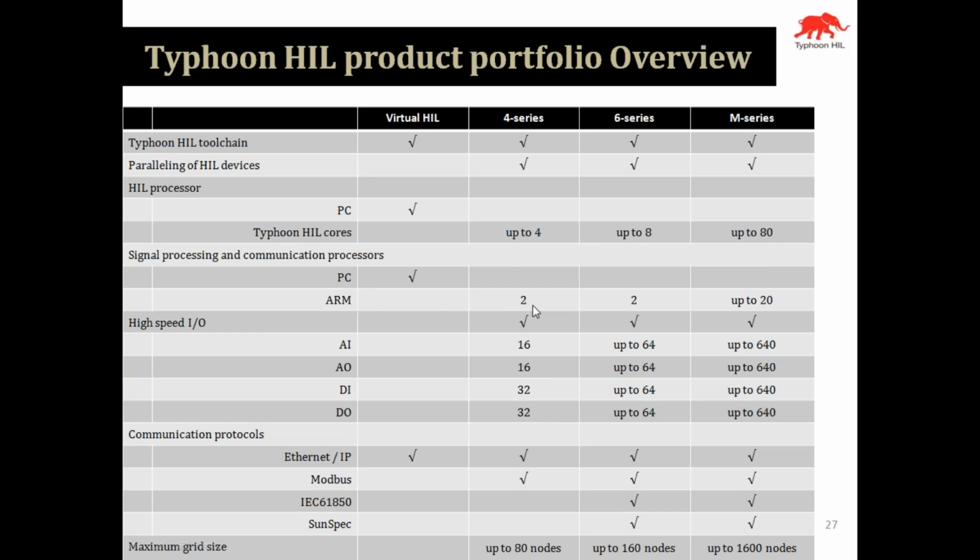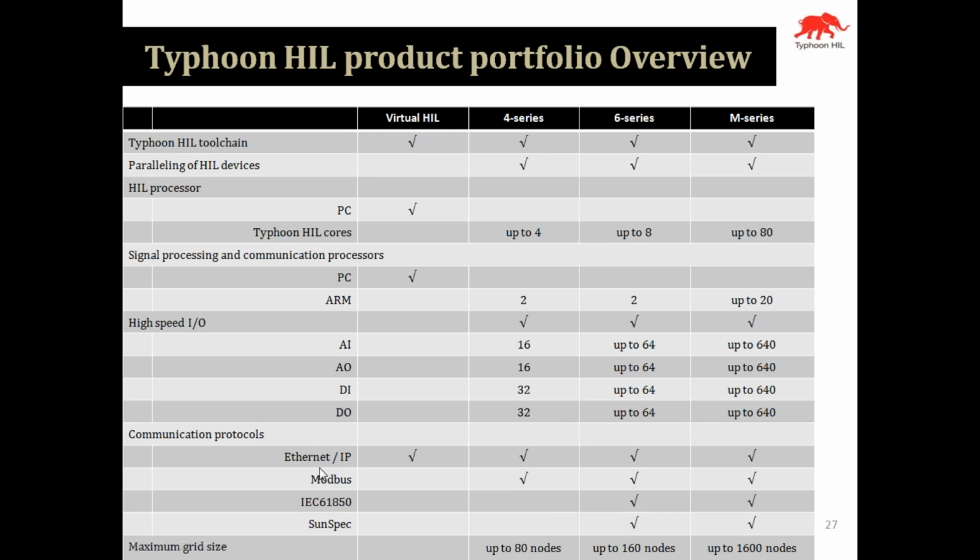Similarly, ARM cores: for 4 series it is 2, for 6 series 2, and for M series it is up to 20. For high speed input output, analog input is 16 for 4 series, and this is the maximum number we have written. It is up to 64 for 6 series. As already told in the comparative table, for 602 plus and 604 up to 640 we can use this for M series. For digital input and digital output, we have 32 for 4 series, up to a maximum of 64 for 6 series, and M series for 640.